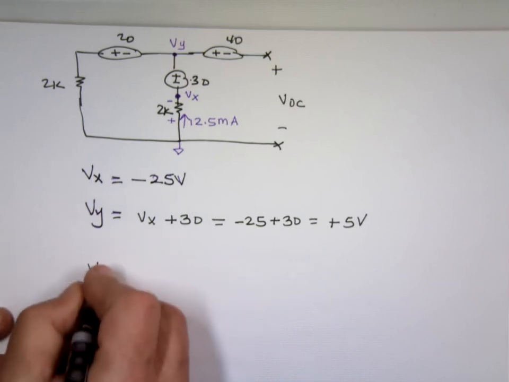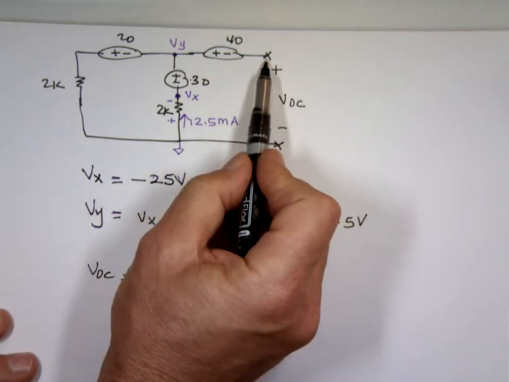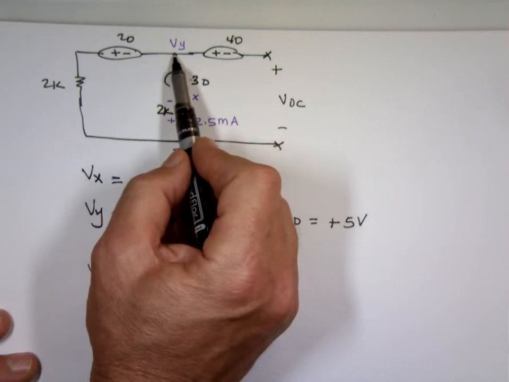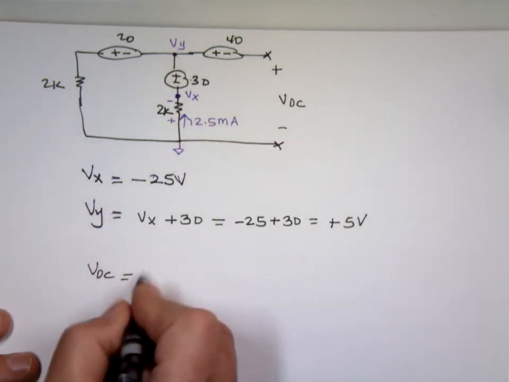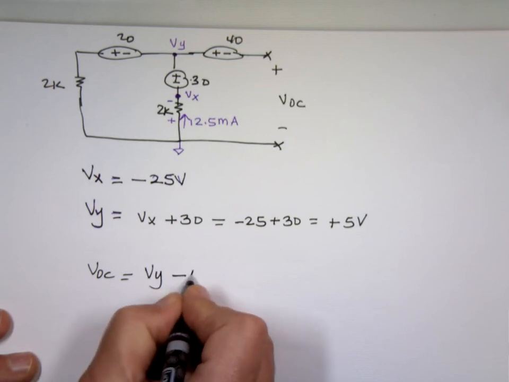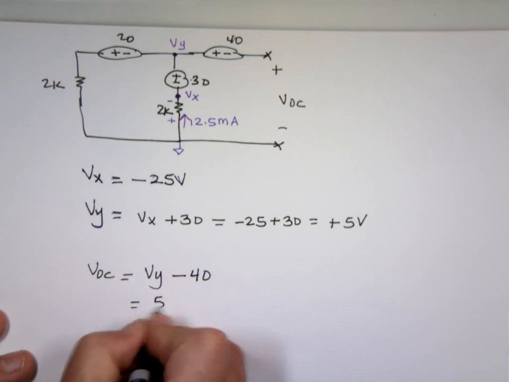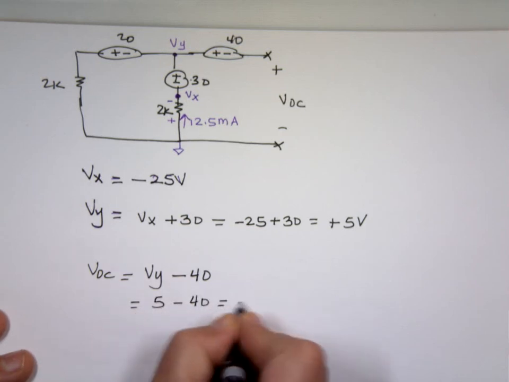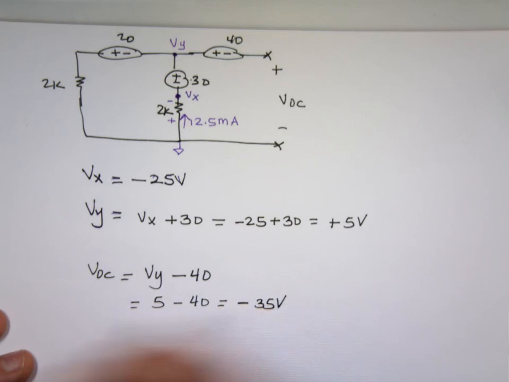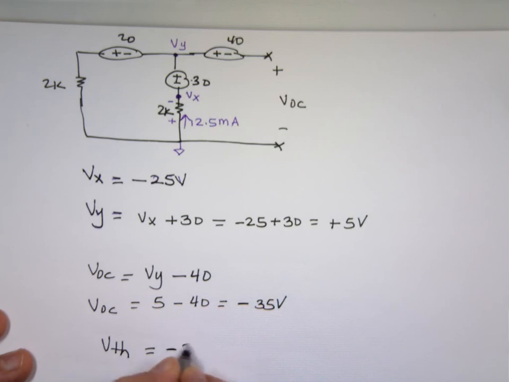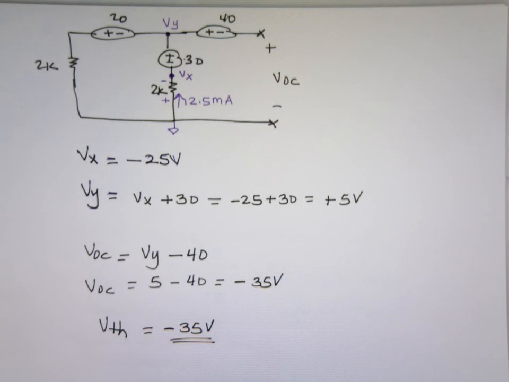So my V open circuit here, this end is going to be what? 40 volts lower than this. So it's going to be Vy minus the 40. Vy is 5. 5 minus 40, which is what? Negative 35 volts. That's V open circuit, which means V thevenin equals negative 35 volts. So we found V thevenin.